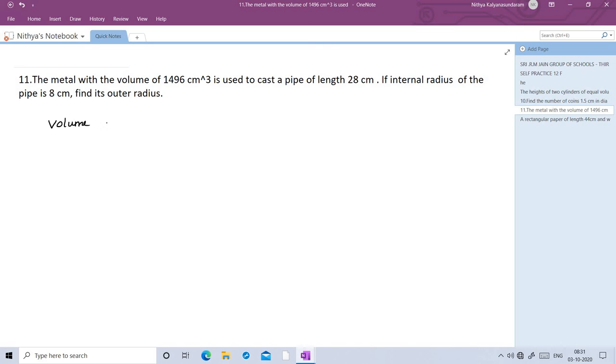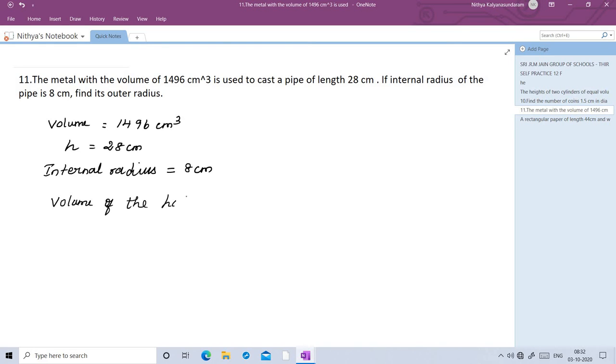Volume is equal to 1496 centimeter cube. Height is equal to 28 centimeter. Internal radius is equal to 8 centimeter. Outer radius we want to find out. So it's a pipe. The volume of the hollow pipe formula is pi h (R square minus r square). Capital R is the outer radius, small r is the inner radius.